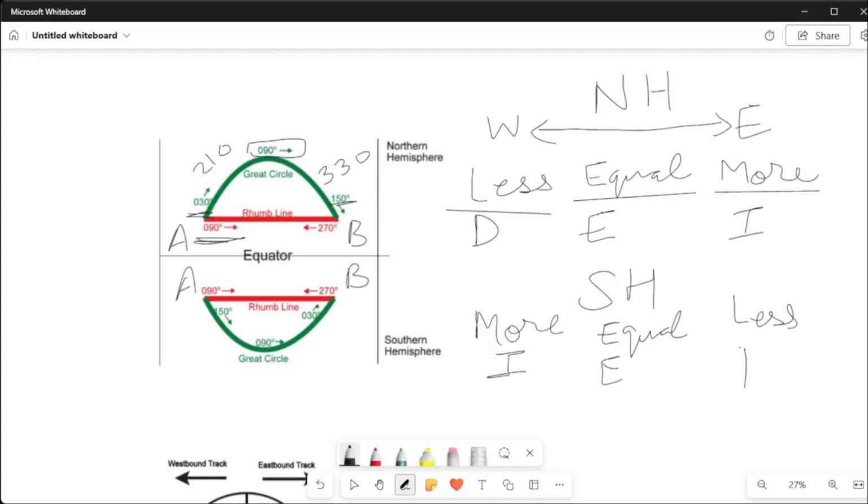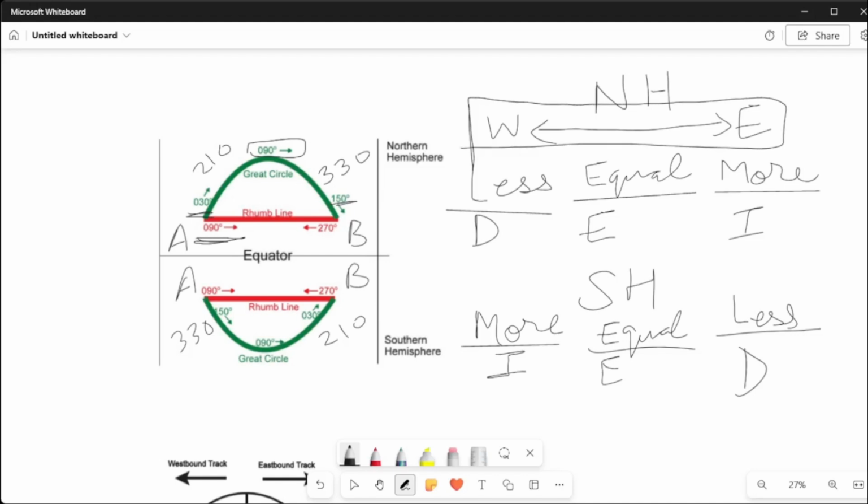If we travel from B to A on a rhumb line track of 270, initially your great circle track will be the reciprocal of 030, that is 210. So hence less. In the middle, it will be equal, and towards the end, it will be 330, that is more. Hence, this rule applies traveling both westwards and eastwards in the northern and southern hemisphere.